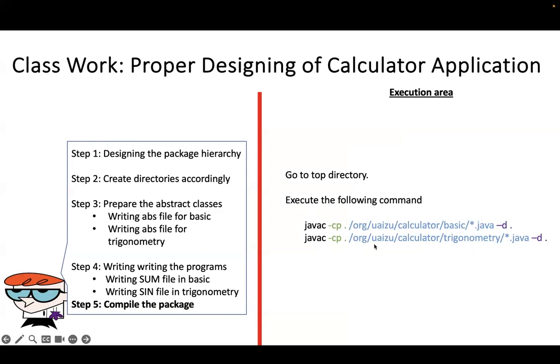Next, you compile all the Java files in the trigonometry folder using javac. You can specify the -d parameter to store the class files at the current location. This way, we can compile and execute all the programs.